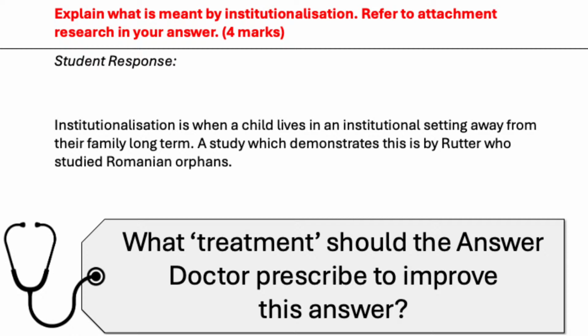So let's have a look. Maybe the effects of institutionalization from Rutter's study. We've got physical effects, definitely the fact that the Romanian orphans lagged behind, comparing them to the control group, which is the British counterparts, physically and mentally. Well done, Molly May.